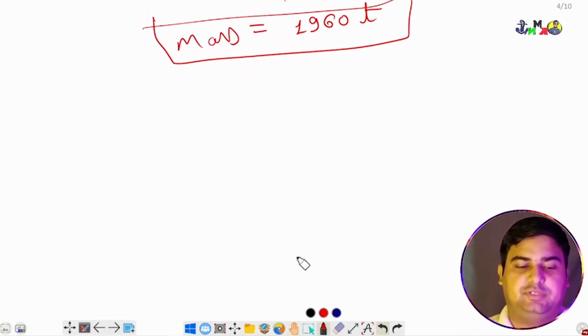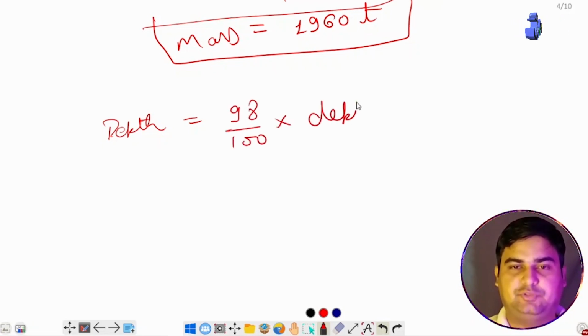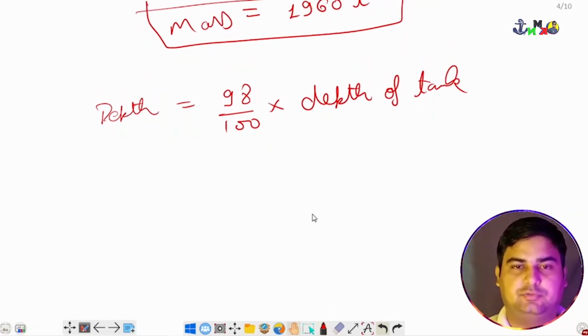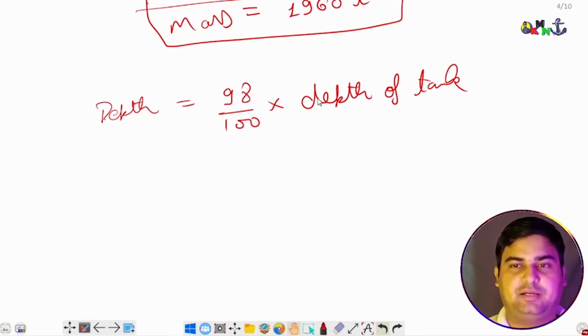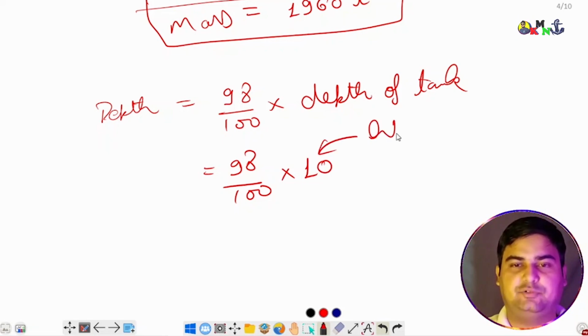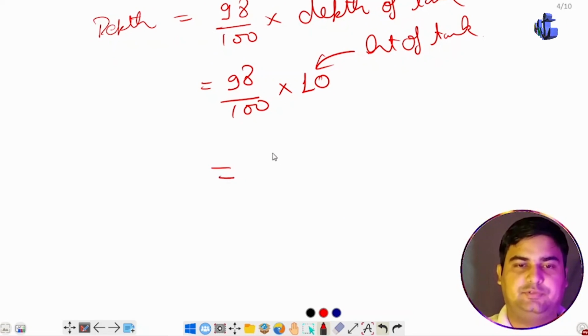Now we need to find out the depth of fresh water. Depth will be equal to 98%, so 98 by 100 into the depth of the tank, because we need to find out the sounding. So we will find out the sounding, then we will subtract it from the total height, so we will be able to find out the ullage. So it will be 98 divided by 100 into 10. This 10 is the height of the tank. So it will be equal to 9.8 meters.